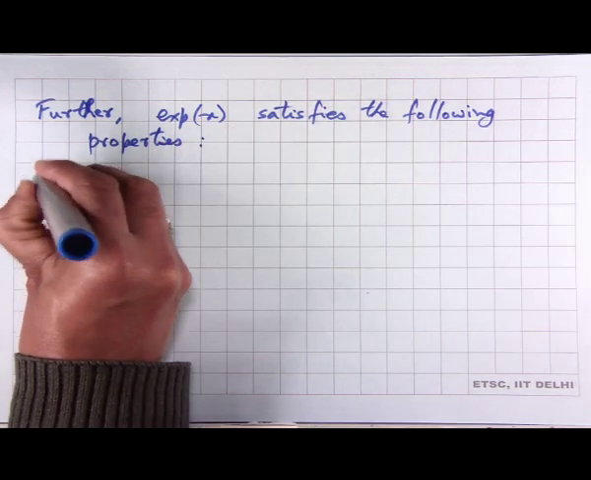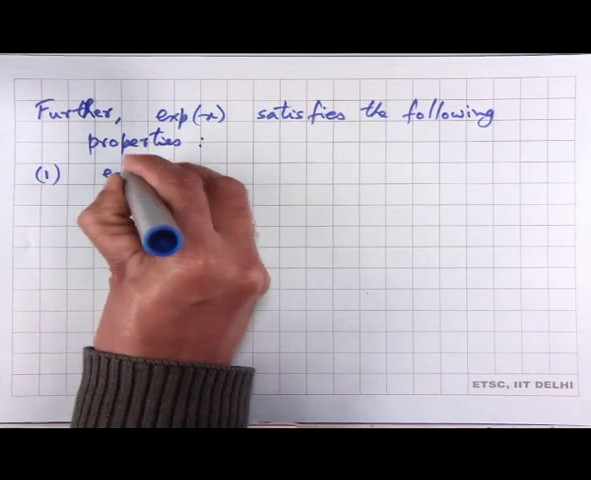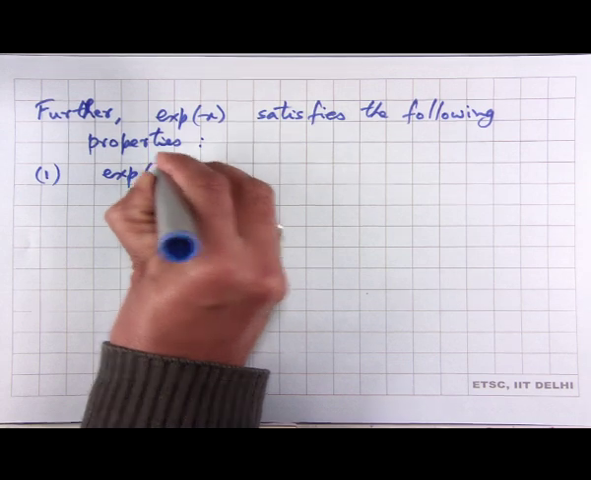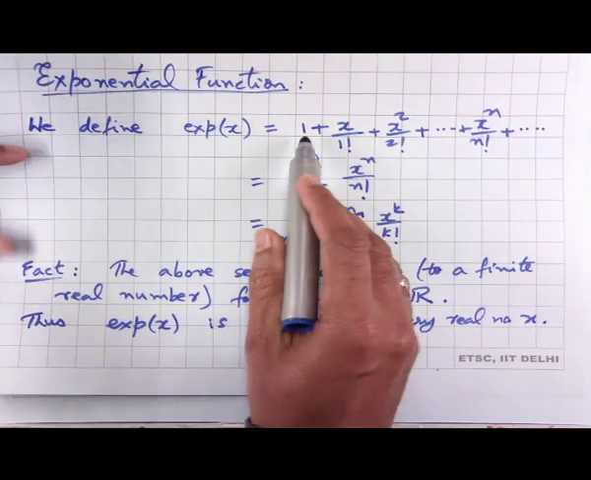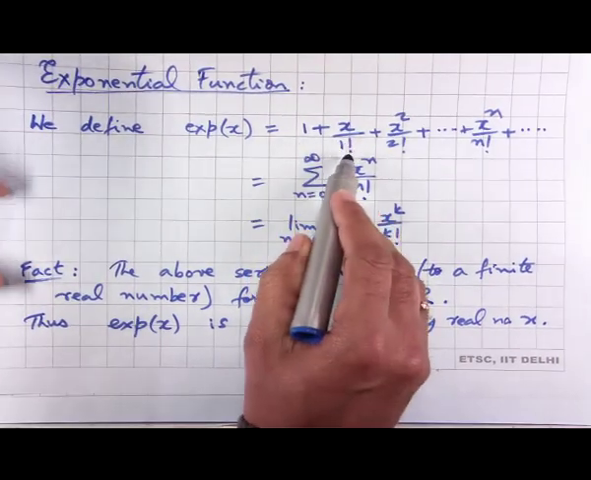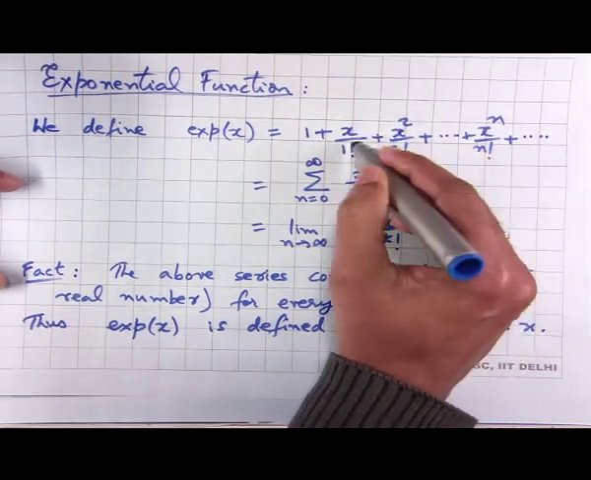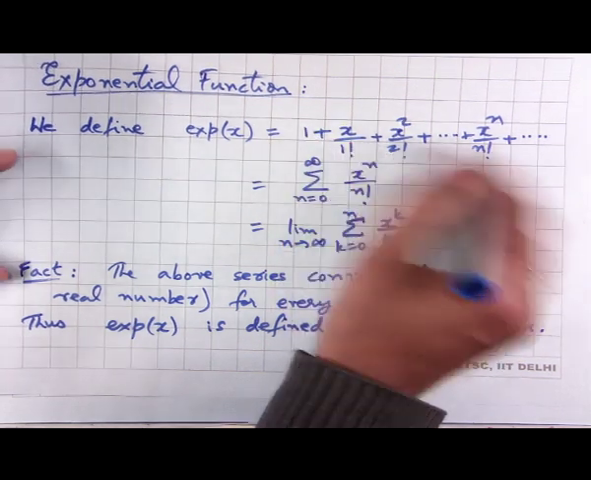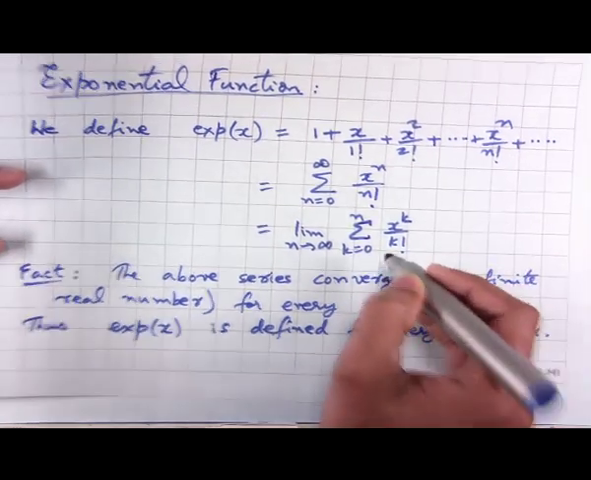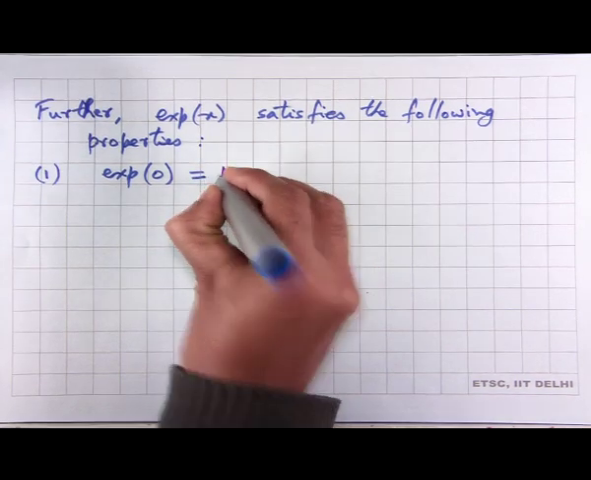One is, what is exp(0)? If you see, exp(x) is defined as 1 plus x over factorial 1 plus x squared over factorial 2 and so on. If I put x equal to 0, only the first term is 1 and all the other terms are 0. So, it is easy to see that exp(0) is equal to 1.